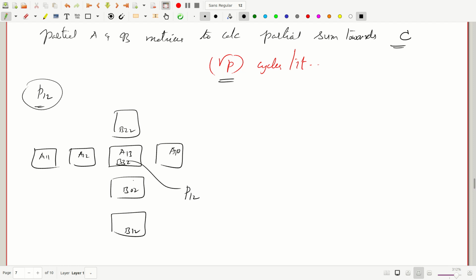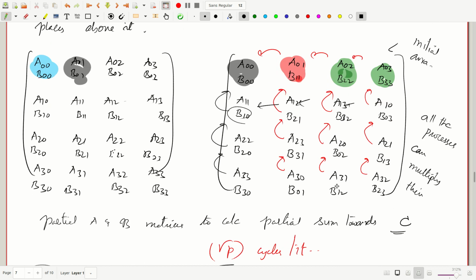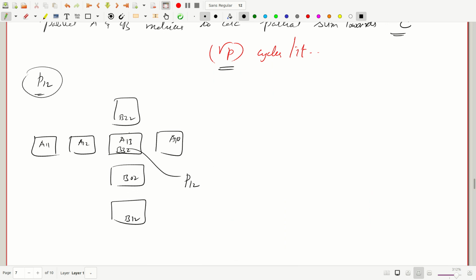Okay, so we would multiply. This is the original thing we already have here, right? So this is A13, B32. So this is the initial arrangement, and here we would multiply them together.